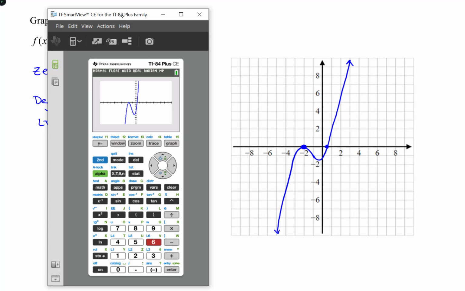But that's okay. The heights of these peaks and how far down these valleys go, that's something that we learn how to deal with in calculus. So for now, as long as your end behavior, multiplicity, and location of zeros match up, you're all set.